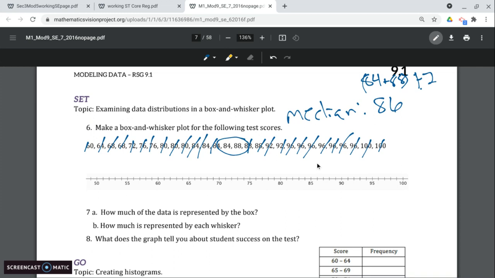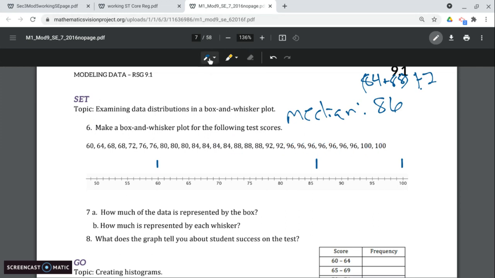So our median is here at 86. Now, our absolute lowest point is down here at 60, and our highest is up here at 100. Now, we want to look at what's the median in the first half and what's the median in the second half. So we are going to count it out again. Now I'm going to erase what we had before, all those lines.